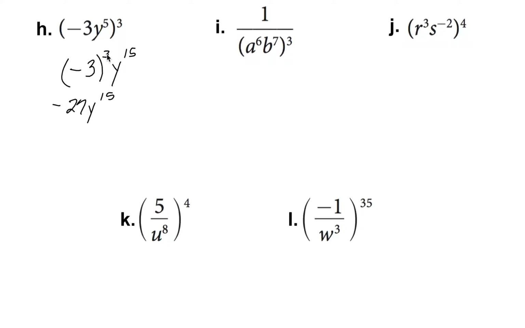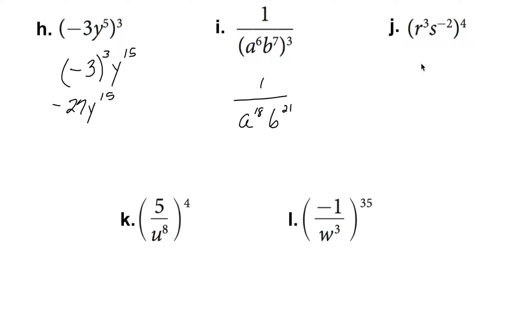A negative number to an even power will be positive. So when we take 3 to the third power, we get 27, and because it's an odd power, we get negative 27. So this is our final answer. Letter I. This one we're going to multiply everything in the parentheses. Their exponents will be multiplied, so I get 1 over a to the 18th, b to the 21st.